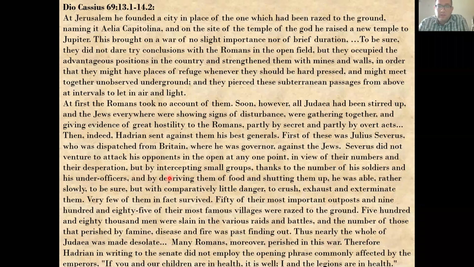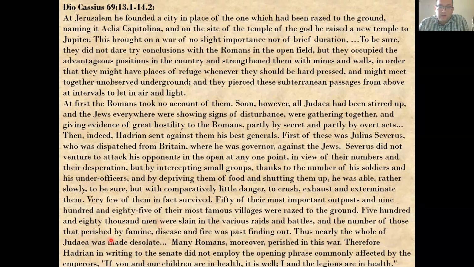But by intercepting small groups, thanks to the numbers of his soldiers and his under-officers, and by depriving them of food and shutting them up, he was able, rather slowly, to be sure, but with comparatively little danger, to crush, exhaust, and exterminate them. Very few of them, in fact, survived. 50 of their most important outposts and 985 of their most famous villages were razed to the ground. 580,000 men were slain in the various raids and battles, and the number of those that perished by famine, disease, and fire was past finding out. Thus, nearly the whole of Judea was made desolate. Many Romans, moreover, perished in this war.